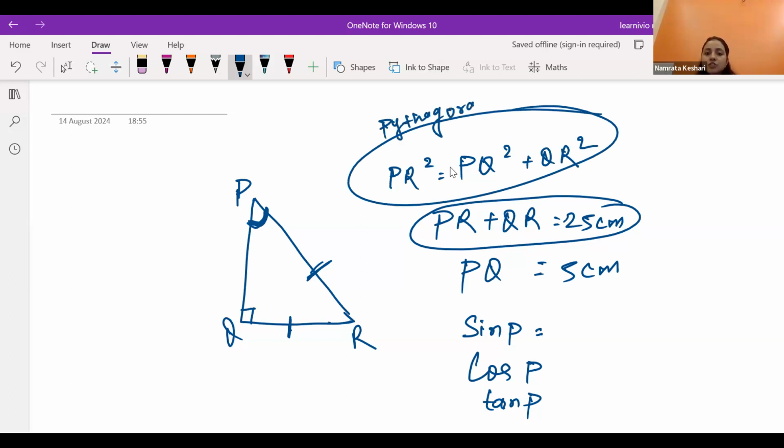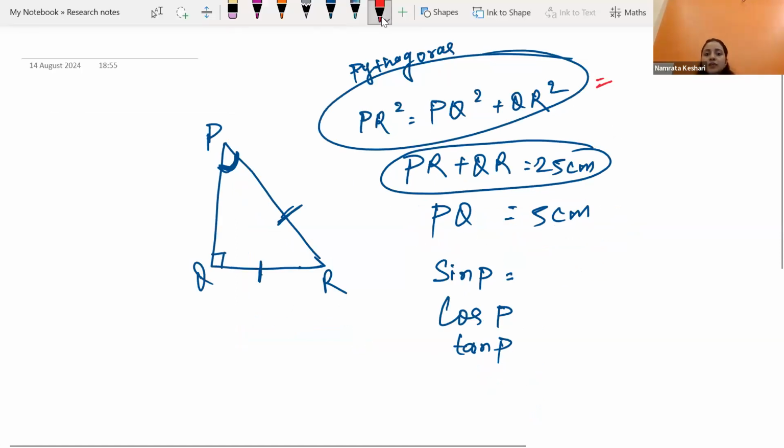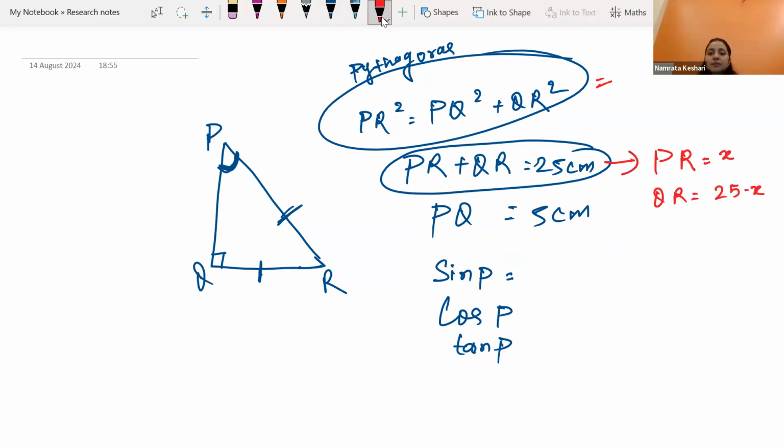So I'm going to leave this question for you. One more step I'll be showing you over here. Suppose you are assuming that PR is X. Then QR will be 25 minus X. Can we say that from here? Yes. Okay. Now if you substitute this PR and QR in the Pythagoras theorem, you will get the value of X. Maybe X square will get cancelled out, or maybe you will get one quadratic equation.